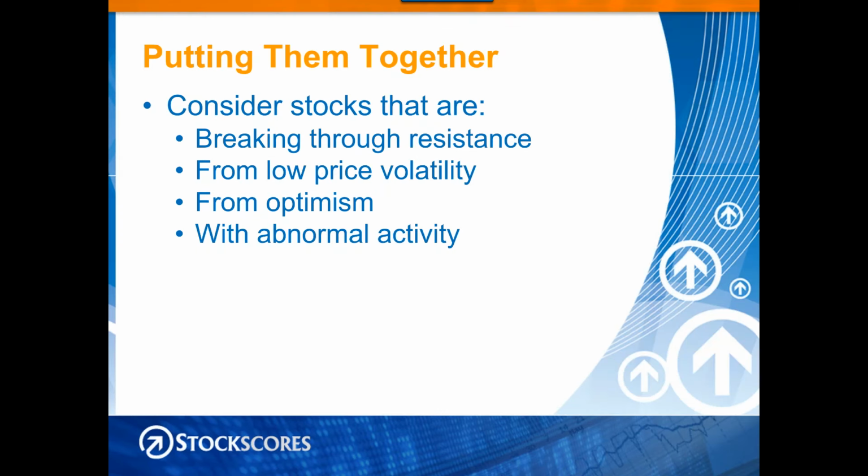All right, so how do we put it all together? Well, a simple formula for picking winning stocks is to look for stocks breaking through resistance, from low price volatility, from optimism, with abnormal activity. That is not the only formula. We can use these 6 concepts and combine them in different ways to have different strategies. As a trader, I've got a dozen different strategies, maybe even more, that I trade with every day. This is one of them, and if you want more of them, I can teach you more of them. I'm just going to focus on this concept today.